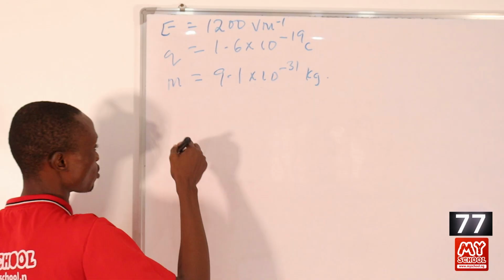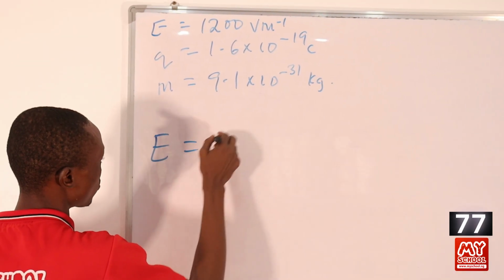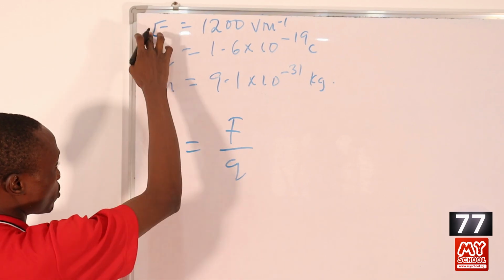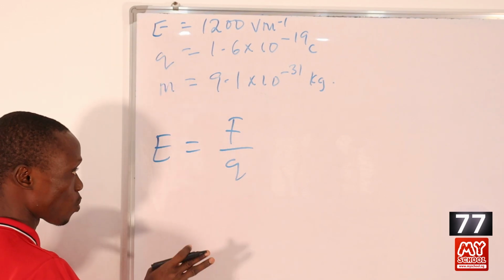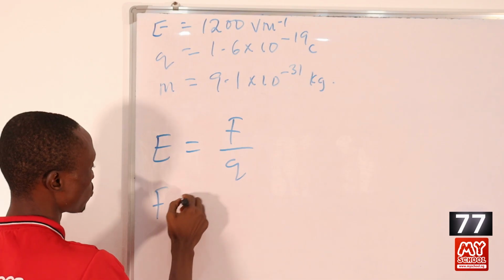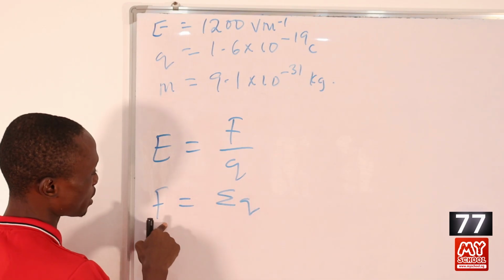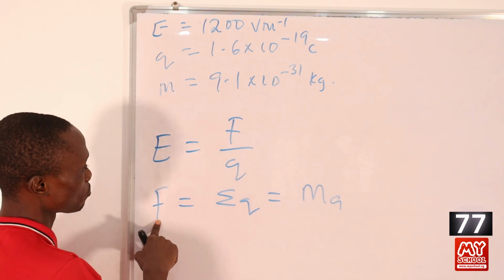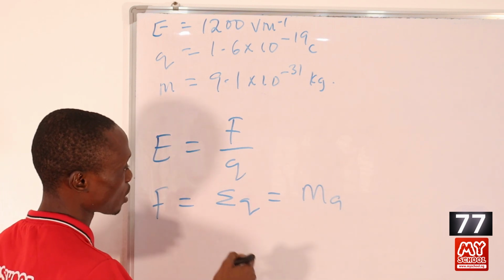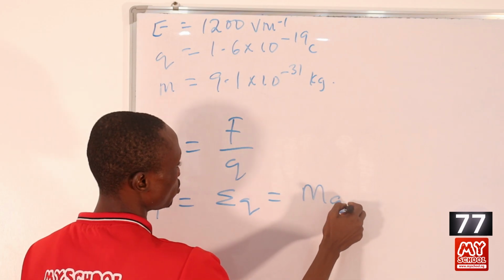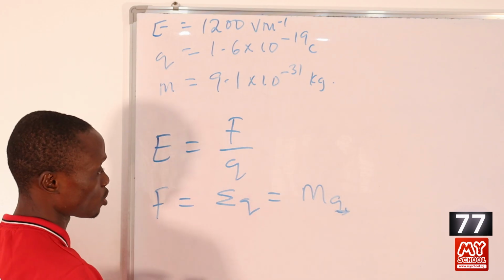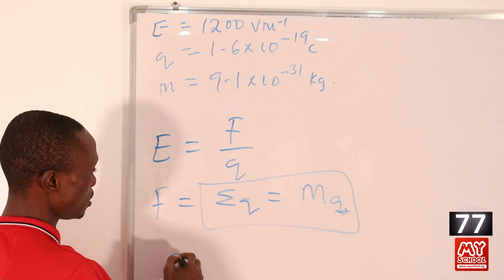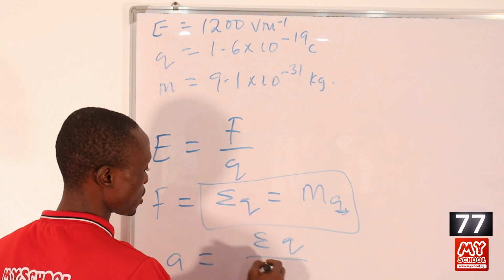Now remember that electric field intensity E equals F over Q. Here we make F the subject of the formula based on the parameters given to us and what we are looking for, so that F equals EQ. But also remember that F equals MA, where F stands for force. In this question, we are asked to calculate the acceleration, so we make A the subject of the formula from this equation, so that A equals EQ divided by M.